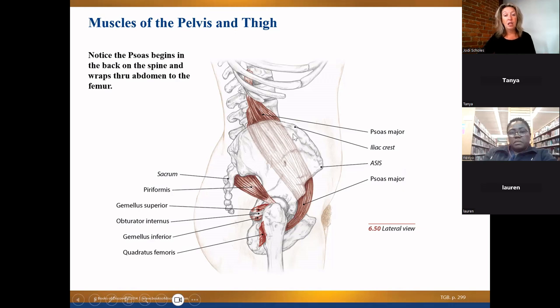Very good. And so this is a side view again. This is the iliac crest, your ASIS, bony landmark. Good. And all of this other stuff, you don't need to worry about any of that stuff down there.